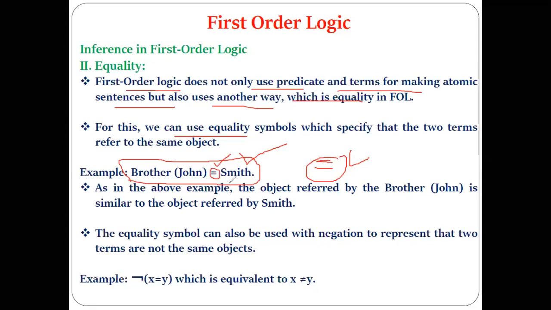Understood. Now this can be written in another way also, and its meaning will remain the same. Another way means that in the place of John, we can write Smith, and John can be written here. Yes or no? Yes, sir. Still, its meaning remains the same. And this is nothing but what is called the equality operator or equality property.